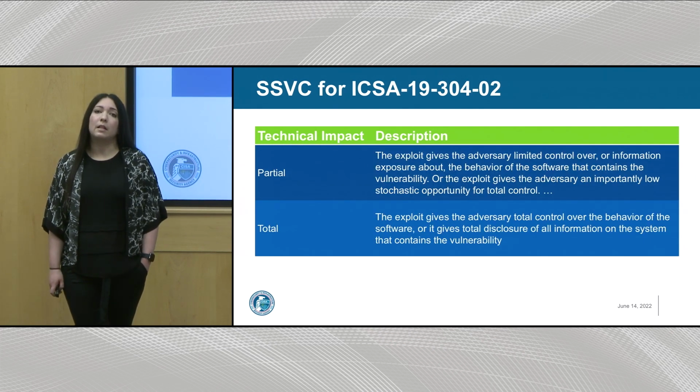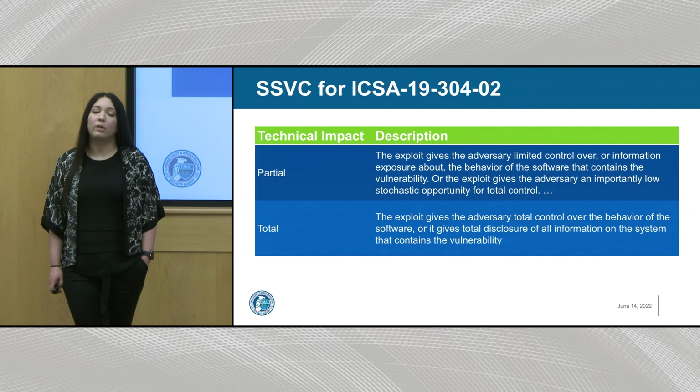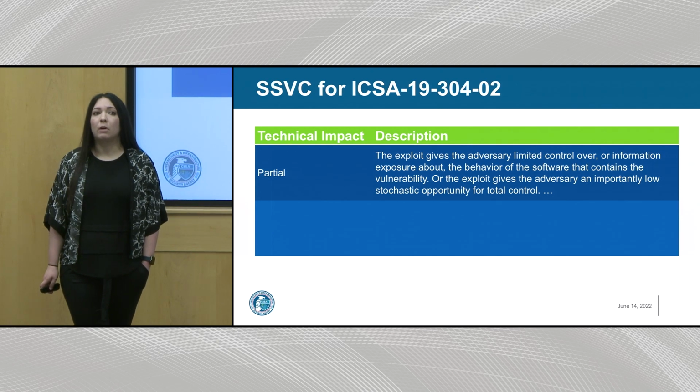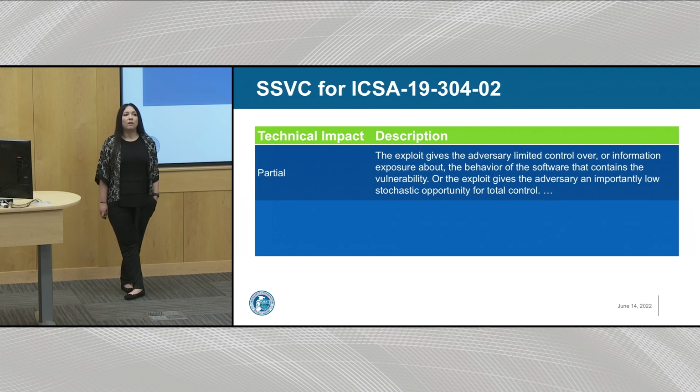The next decision point is technical impact. What can an attacker obtain or perform by exploiting the vulnerability? Is it limited control over the affected product or total control over the affected product? Based on the description, we would state that this would be partial. The exploit gives the adversary limited control over, or information exposure about, the behavior of the software that contains the vulnerability. Or the exploit gives the adversary an importantly low stochastic opportunity for total control. The example stated that exploitation would result in denial of service, meaning that the adversary would have limited control over the affected product.